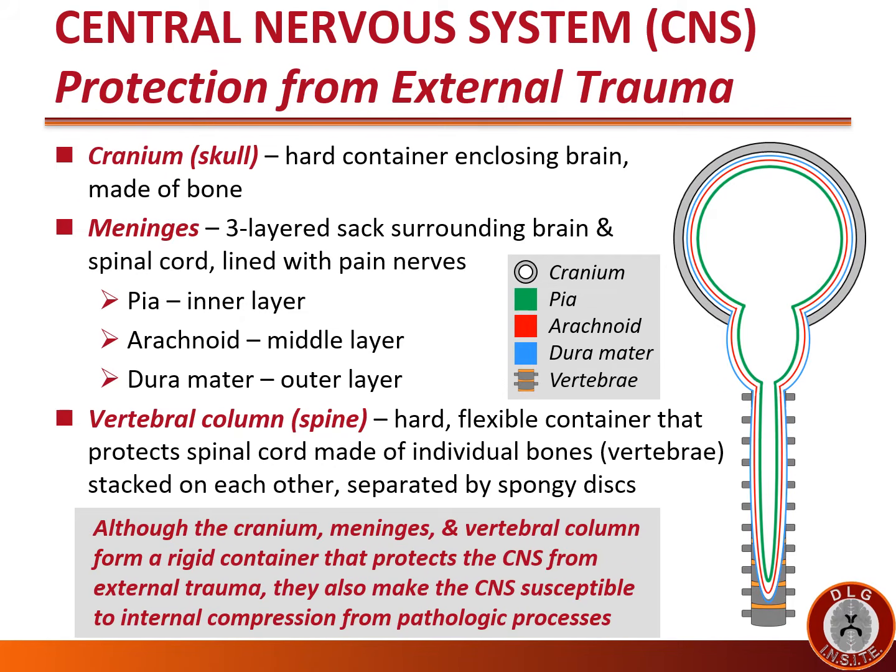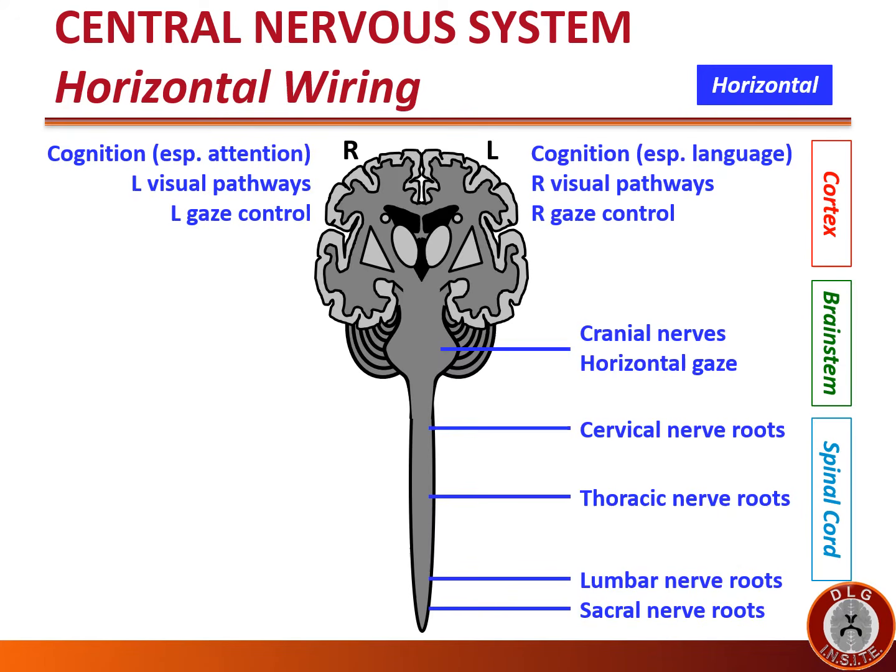Now, although the cranium, meninges, and vertebral column form a rigid container that protects the CNS from external trauma, they also make the CNS susceptible to internal compression from pathologic processes. Localizing a lesion in neurology is very similar to playing 3D Battleship or locating a place on a map. There are wires going horizontally and wires going vertically. On this slide, we see the horizontal wires.